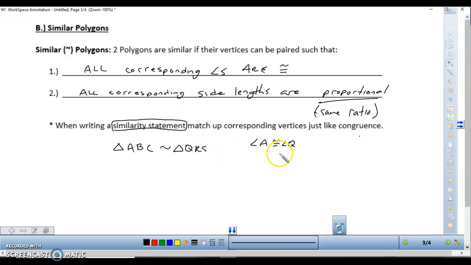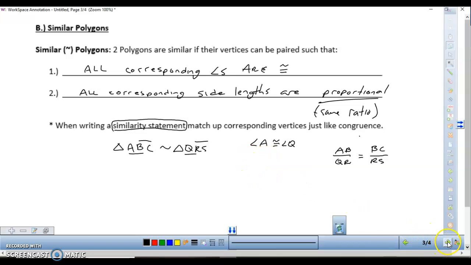Also, by the second part of the definition, I know that the corresponding sides are in the same ratio or proportional. So that would mean that AB over QR, that ratio, would have to equal BC over RS. They'd have to be proportional or in the exact same ratio based on where the letters are in the similarity statement. And that's how you tell if things are corresponding or not.